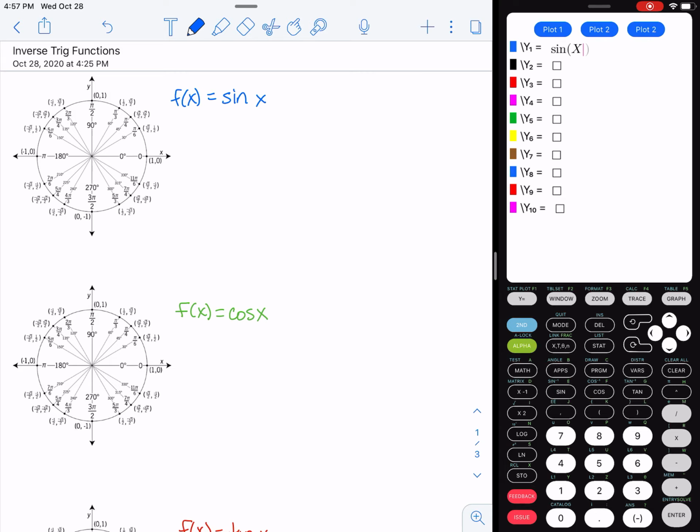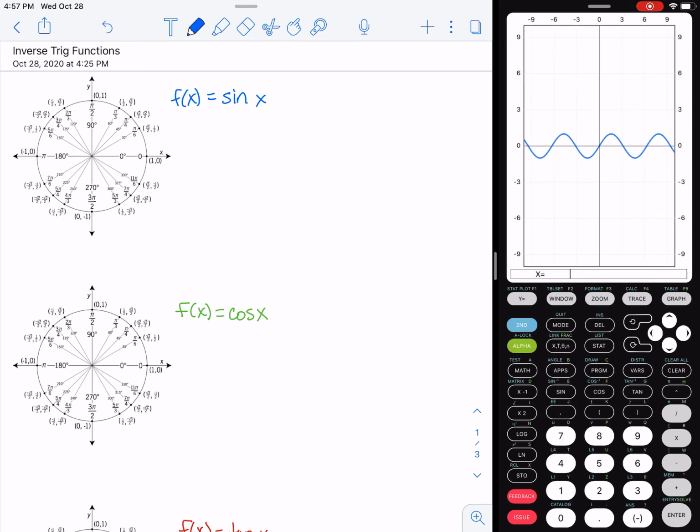But I'm going to go ahead and start with the sine function. So I'm going to go ahead and graph the sine function. And what I see here is that the domain is going to go from negative infinity to infinity. And the range is bounded, where it goes from -1 to 1.